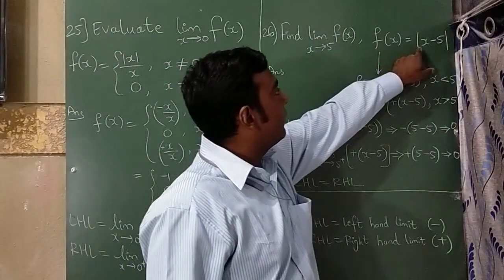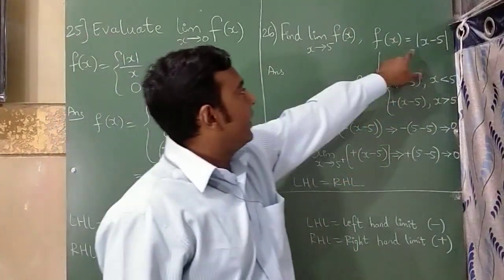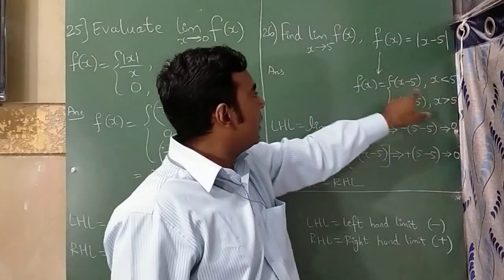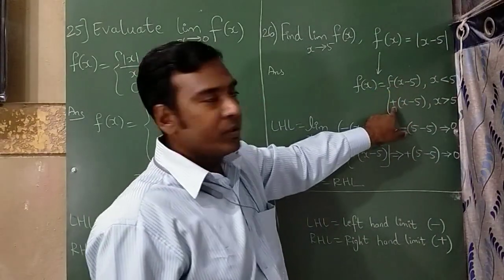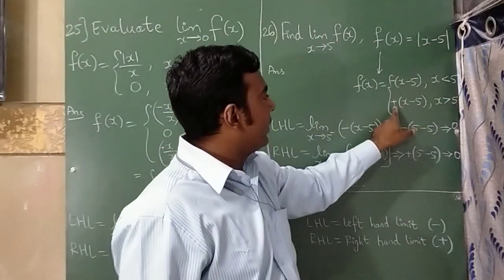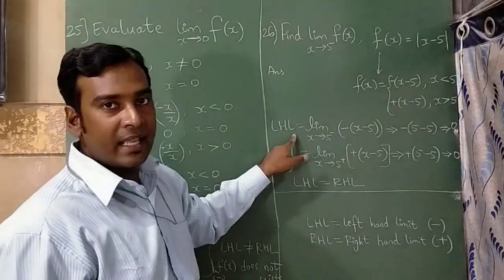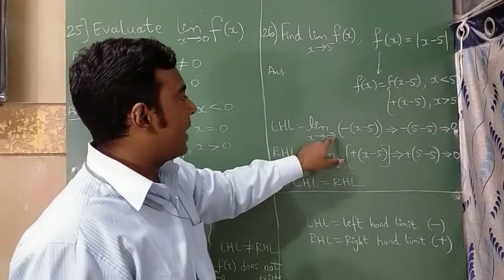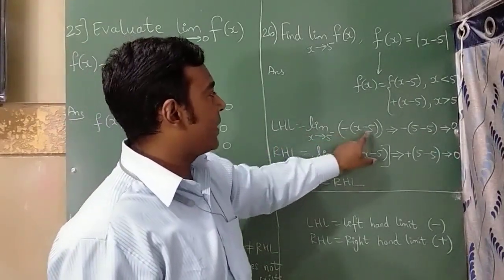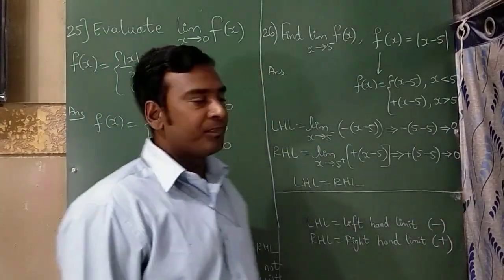F of x, they have given modulus of x minus 5. I have told you, whenever there is a modulus, once you need to take minus, once you need to take plus. When you take minus, then it is less than. When you take plus, then it is greater than. So left hand limit, LHL, limit x tends to 5 minus, so minus x minus 5. Where there is a x, put 5. So 5 minus 5, 0.